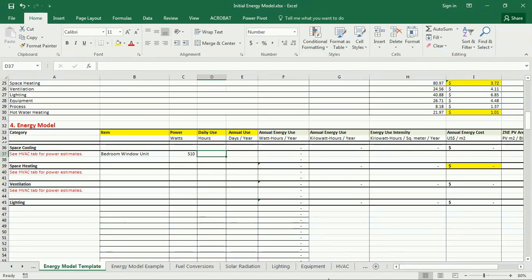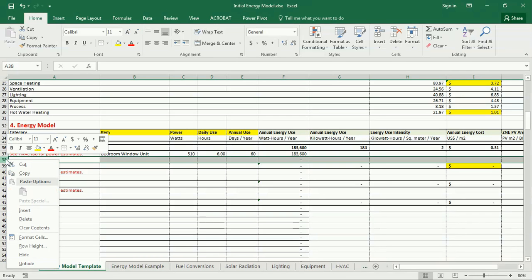And I'll say this is on most night times for about 6 hours, and it's on for, say, 2 months a year, which would be 60 days or so. And that gives me a total energy use of 183,000 watt hours, or if you look over here, 184 kilowatt hours per year.